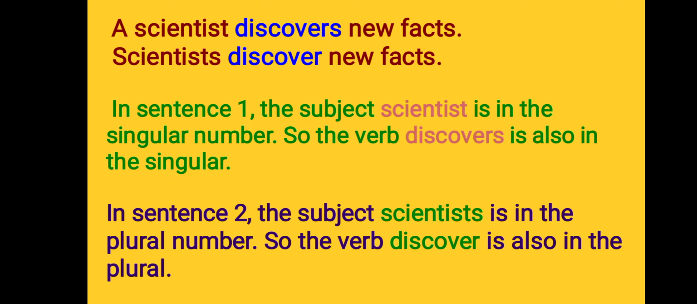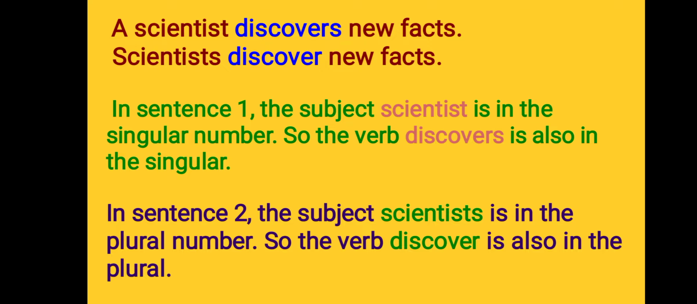Students, two sentences are given here. Let us read this. A scientist discovers new facts. Second sentence, scientists discover new facts. I hope you are observing here that in sentence 1, the subject scientist is in singular number. So we have used the verb discovers, which is also singular.